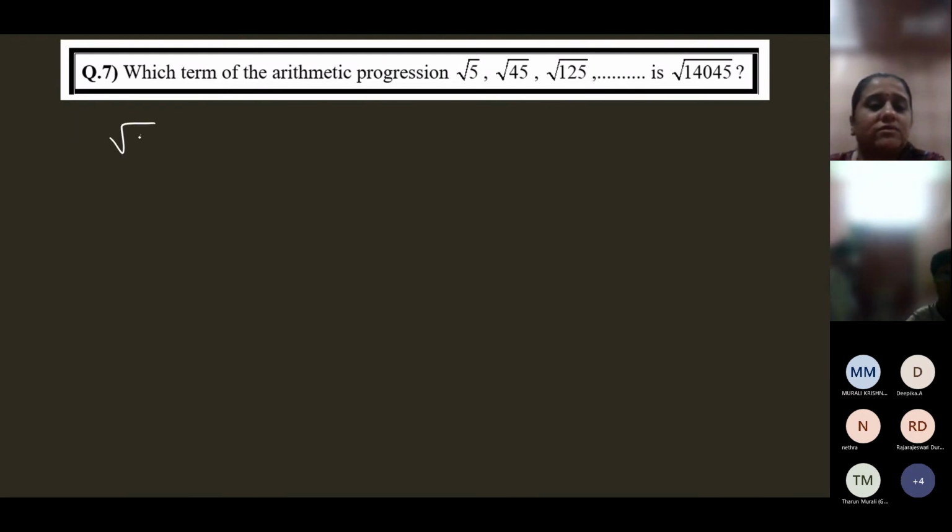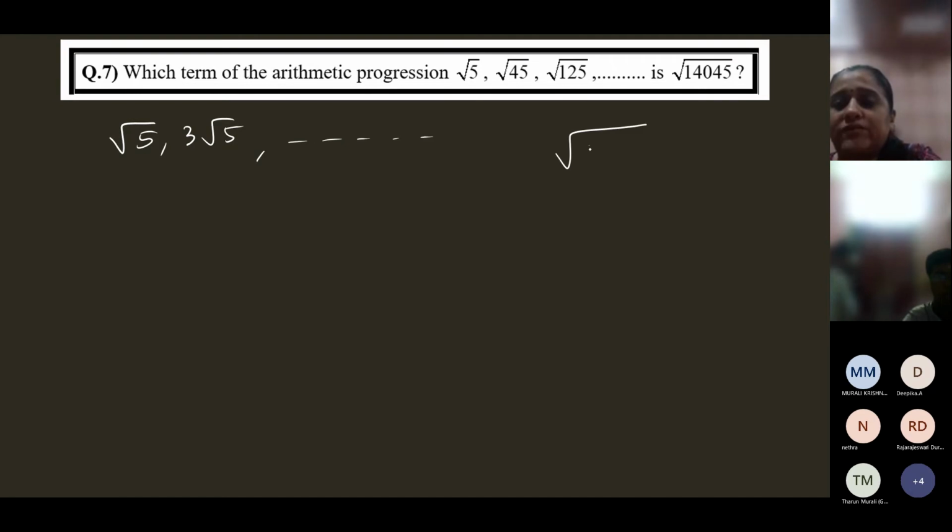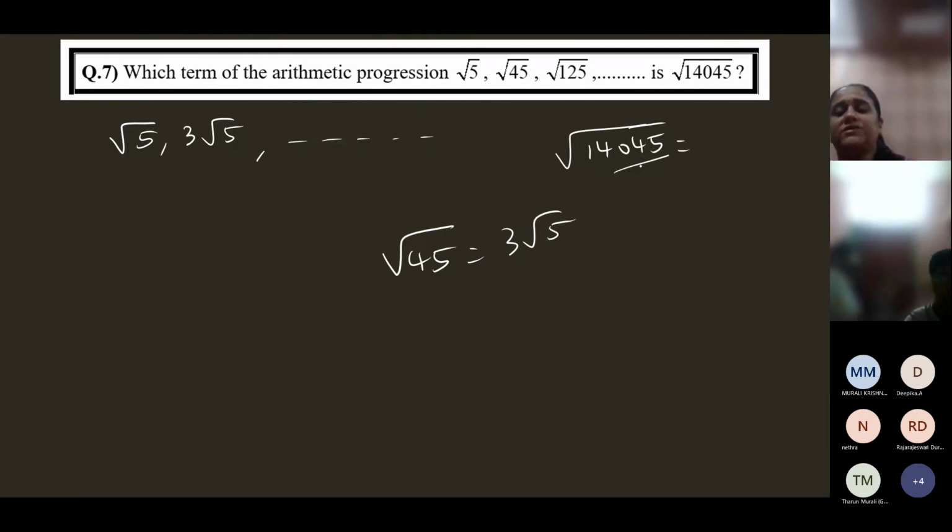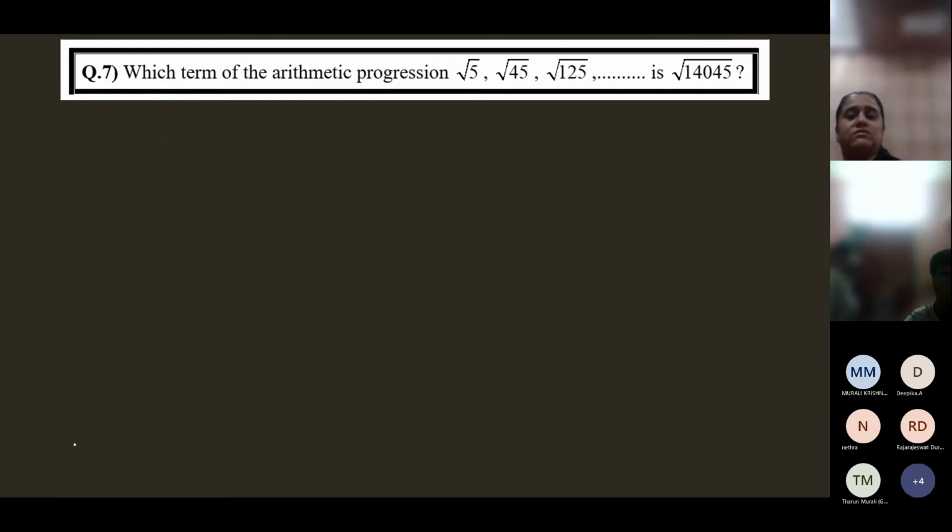So before that, square root of 5, what is square root of 45? 3 root 5. So like that you do, work this. So you find the AP and find a and d, and also write root 14,045 as a mixed surd. Like how you write root 45 is equal to 3 root 5, similarly write this also as a mixed surd. Yeah, work this.